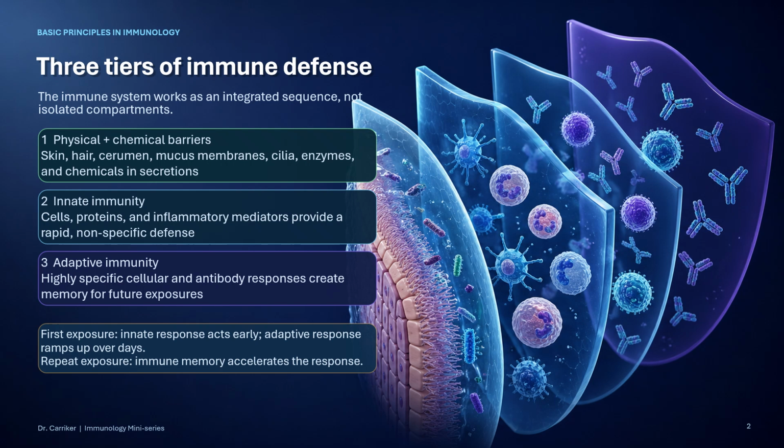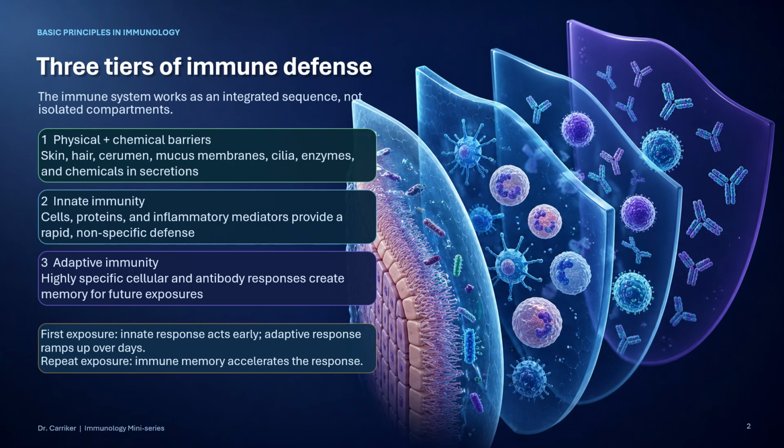So this slide gives us a big picture map. The first tier that we're looking at in terms of the immune defense is a physical or chemical barrier. And that includes the skin, hair, cerumen or earwax, mucous membranes, cilia, and protective secretions. These structures are doing more work than we often realize. They're not passive. They're actively preventing pathogens from entering, sticking, and taking hold.